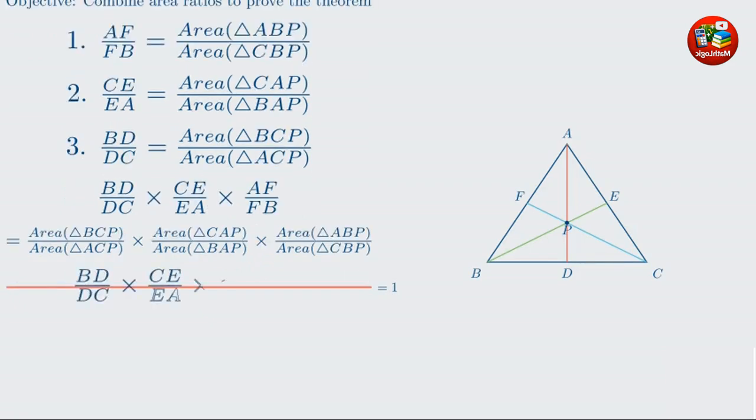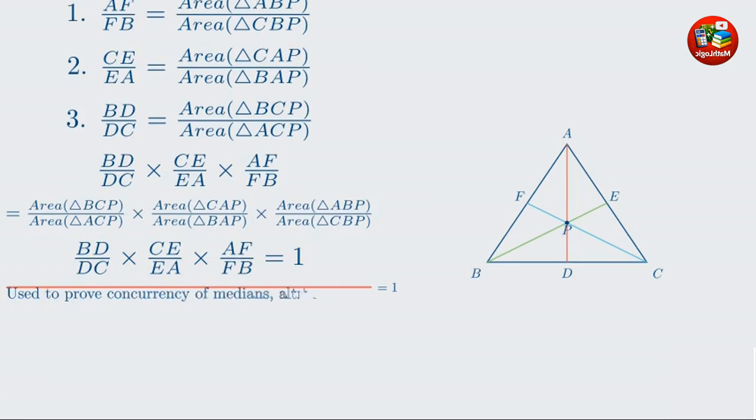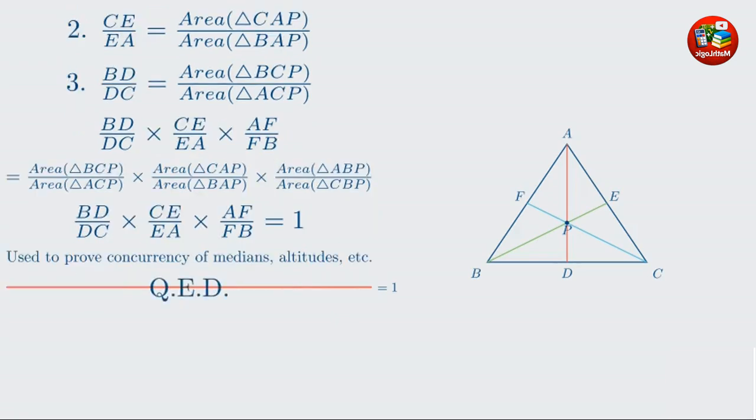This completes the proof. We have shown that if the lines are concurrent at point P, this specific product of side segments must equal 1. We can use this theorem to solve complex geometry problems, or to prove that lines like medians, altitudes, or angle bisectors are concurrent in a triangle. We have successfully met our goals of stating Ceva's theorem and proving it using the relationship between triangle areas.